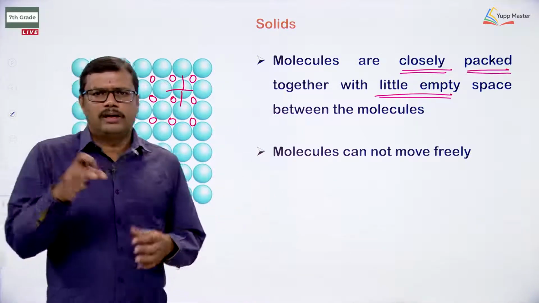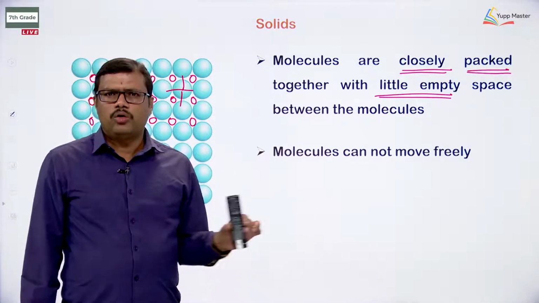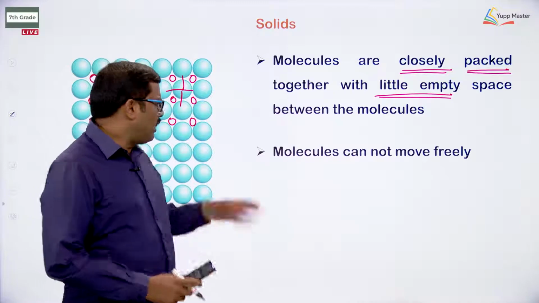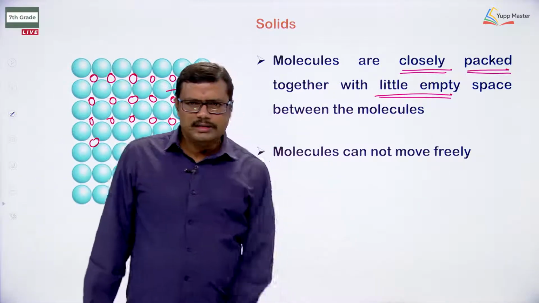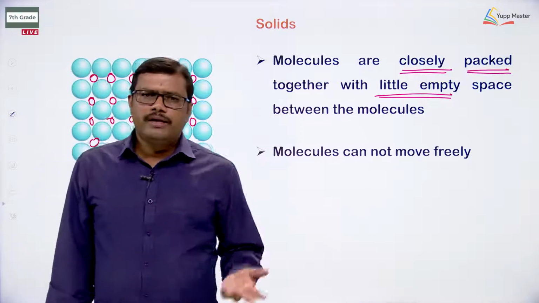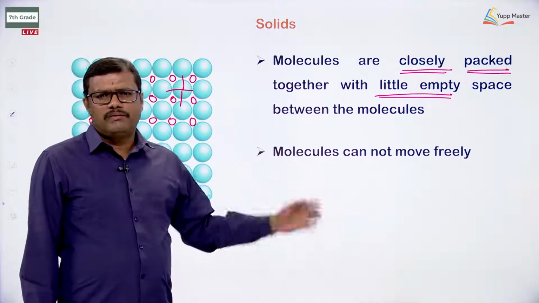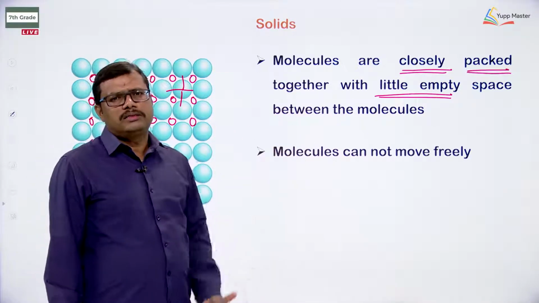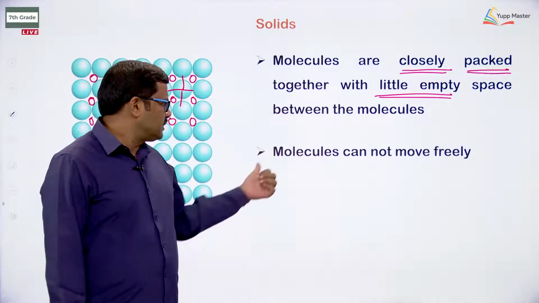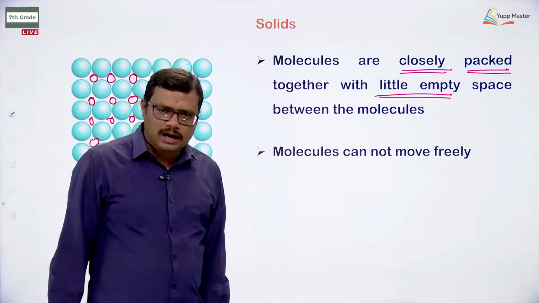This is a solid particle. If I throw it on the ground, it will stay there only, it will not move anywhere. The particles are arranged packedly and the empty space is very less in between these particles. So, we cannot expect them to move in a random fashion. The movement is very less. So, they cannot move freely. Free movement of particles is not possible in this classification of matter, especially solids.